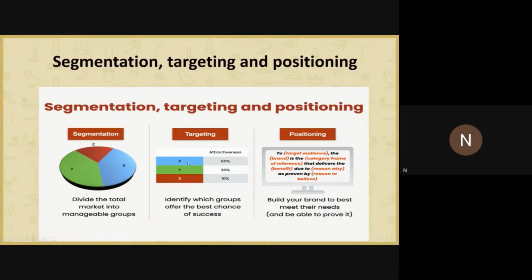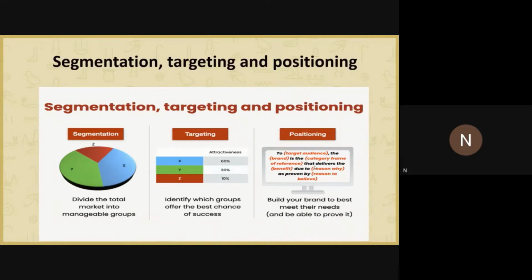Targeting means that as a marketer, you need to analyze which market is the most attractive. Attractive means in terms of profitability, communicability, and accessibility. By comparing these three markets, you have found that market X is the most attractive. So in this case, you target this market by offering your products and services and selling to the market. That is called targeting.